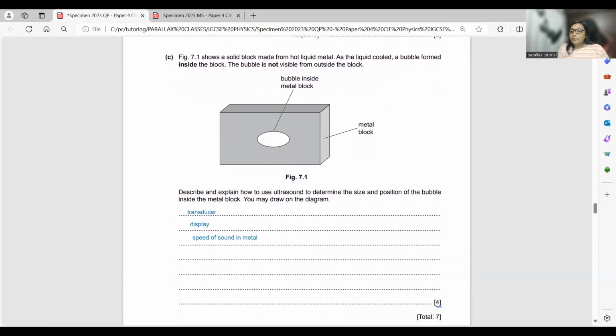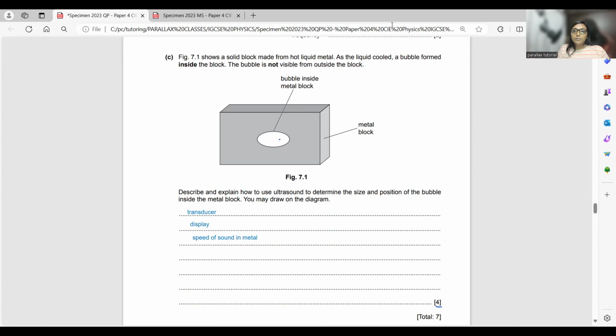It is a 4-marker. So that means you have to be very elaborate in the explanation and the examiner should be able to understand what you're telling and that you know the concept well. Let's read the question first. Figure 7.1 shows a solid block made of hot liquid metal. As the liquid cooled, a bubble formed inside the block. The bubble is not visible from outside of the block, right?